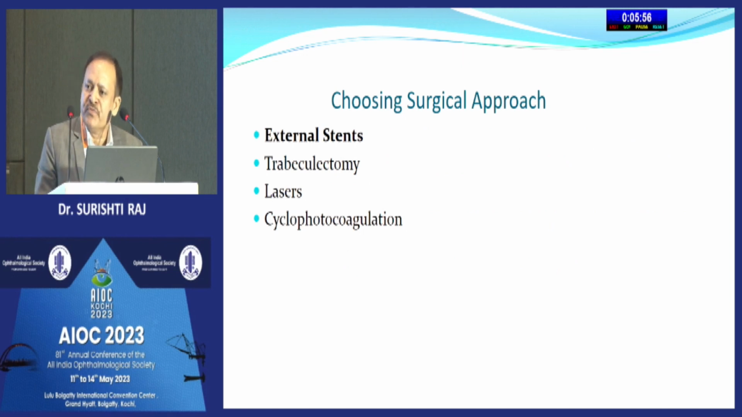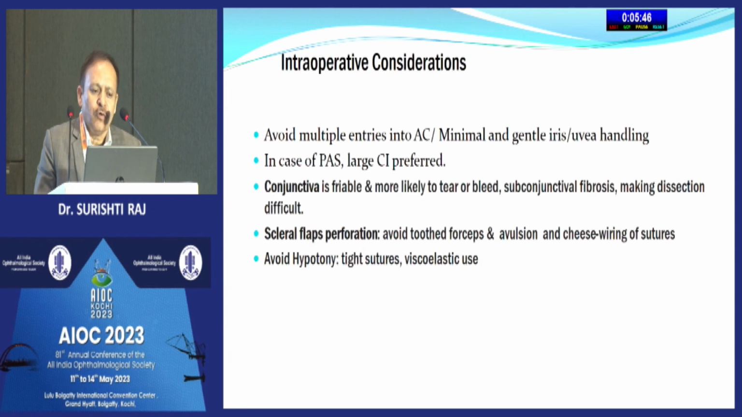So, what are the options we have in uveitic glaucoma? We can do external stents or trabeculectomy. Lasers and cyclophotocoagulation are usually not considered. Intraoperative considerations: avoid multiple entries into the anterior chamber, and handle the iris or uveal tissue minimally and gently. In case of synechiae, prefer a large CI so that the tube is not blocked by the iris tissue. Since the conjunctiva is friable, it is better to use non-tooth forceps, and also there is fibrosis.